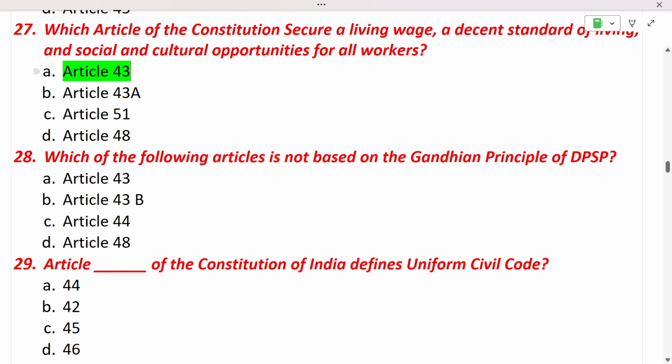Question number 28. Which of the following articles is not based on the Gandhian principle of DPSP? Option A, Article 43. Option B, Article 43B. Option C, Article 44. Option D, Article 48. So the answer is C.